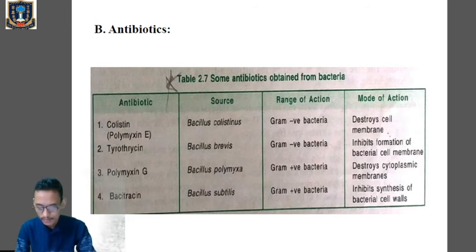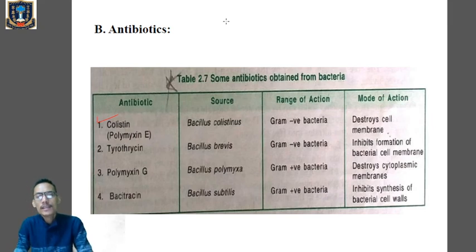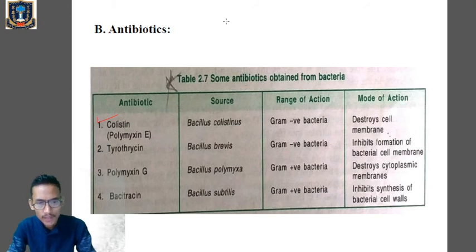We'll go through examples of a few antibiotics, their sources, range of action, and mode of action. It's on page number 19, table number 2.7. The first one is colistin, also called polymyxin E. The source is Bacillus colistinus. Its range of action is against gram-negative bacteria. How does it work? It destroys the cell membrane of gram-negative bacteria and kills them.